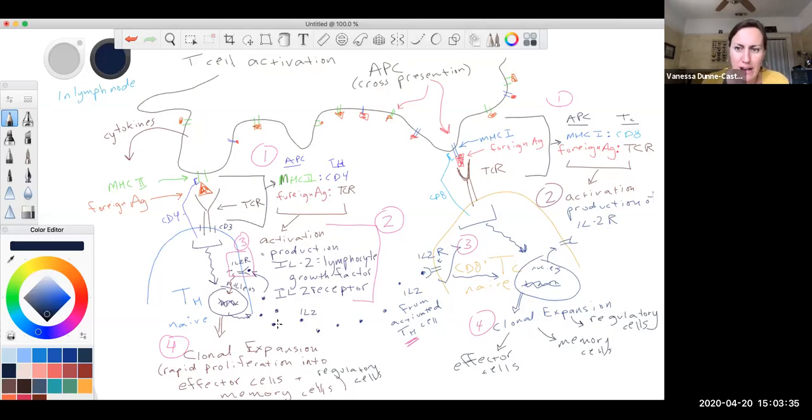I know this is a lot of information, but hopefully you can just take this step by step all the way through both activation of T helper cells and the production of effector cells here, and the activation of cytotoxic T cells and their production of effector cells. So let's go down into here and look at the effector cells that are made from T helper cells and the effector cells that are made from cytotoxic T cells. But first I'll go back to our slides.